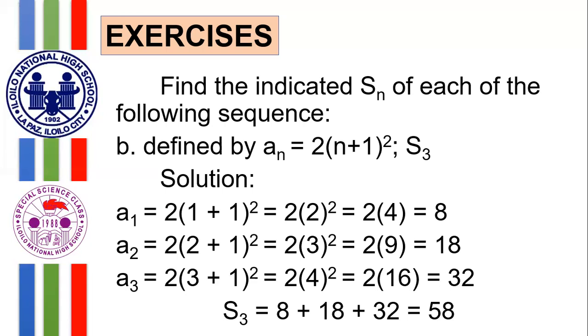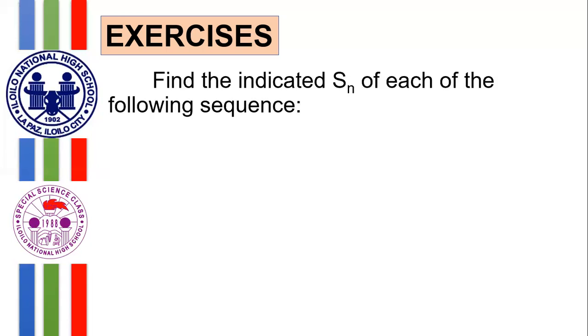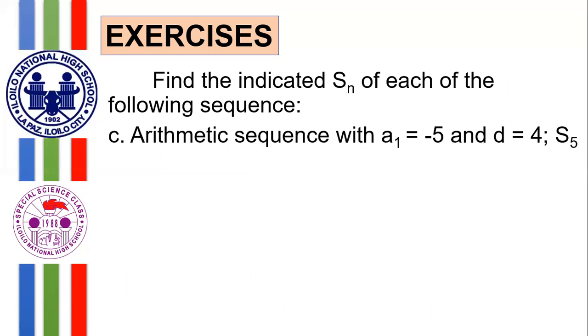All right. Let's have the third one. An arithmetic sequence with a sub 1 equals -5, d equals 4. And we're looking for the fifth term, the sum of the first 5 terms.